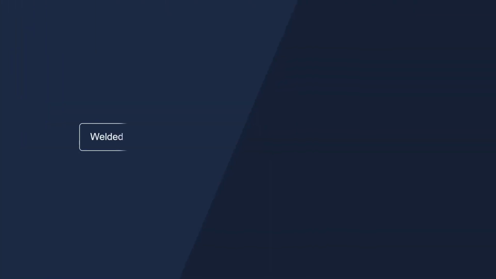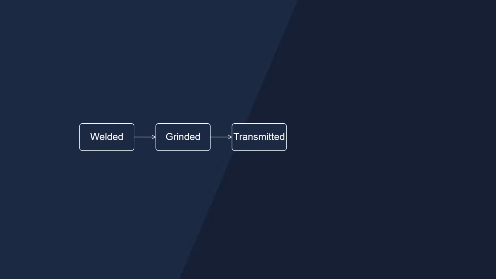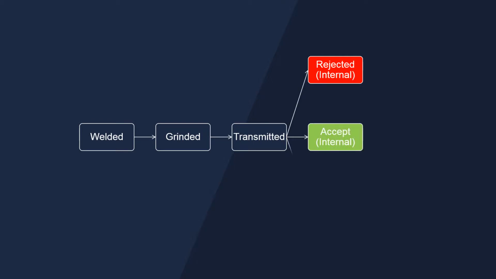When you cast a weld with PANDROL CONNECT, it will follow a flowchart. First it is welded, then grinded, then you transmit it to your supervisor so he can review it. Depending on the inspection result, the weld can either be rejected, accepted, or be in remedial status. In this case, a welder has to go to fix it.